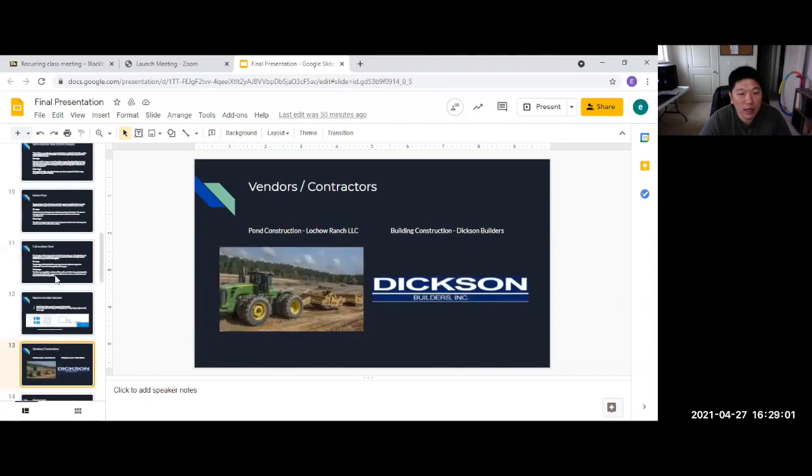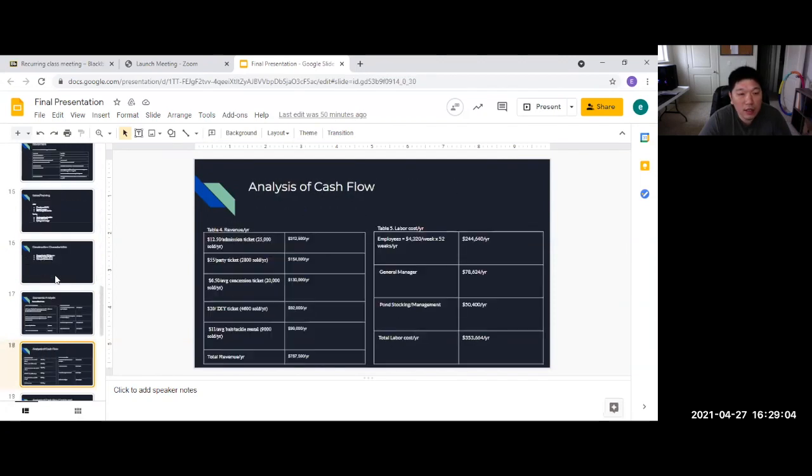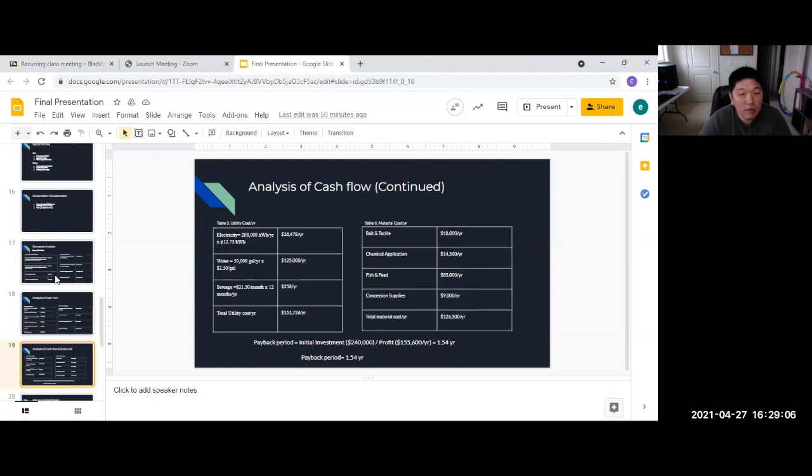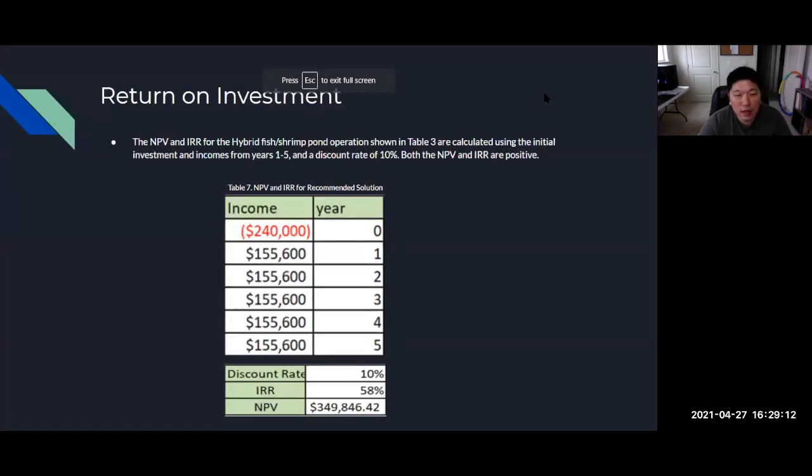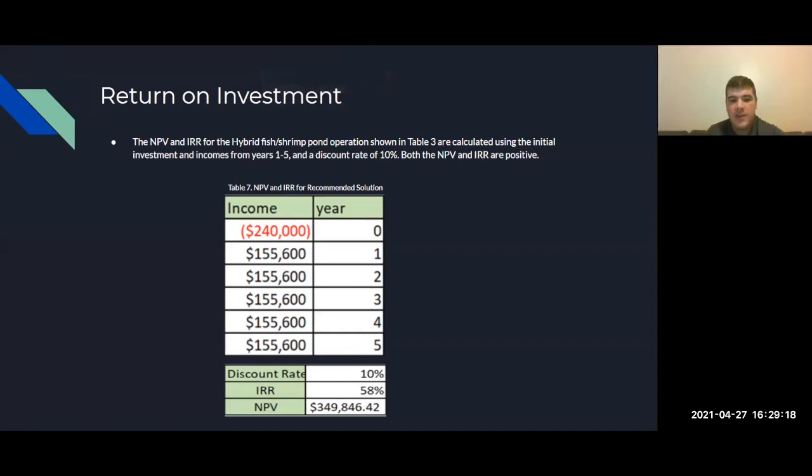Can you go to the net present value, the cash flow, cash income analysis? There's a table that says initial cost and income. This one. How do you get $155,000 per year? How do you get this number? Well, we just use that because that's what the base profit was. So we just basically used it for the next 5 years, assuming that was the profit that you made.